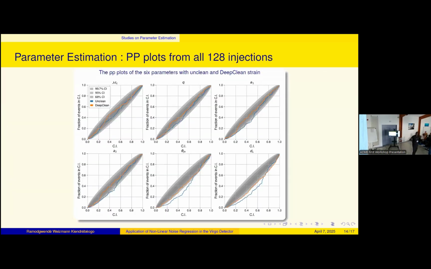We plot here all 128 injections, and we can easily see the orange curve is all the time inside the credible interval. That means DeepClean didn't destroy the gravitational wave signal.